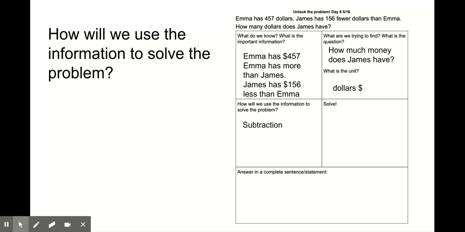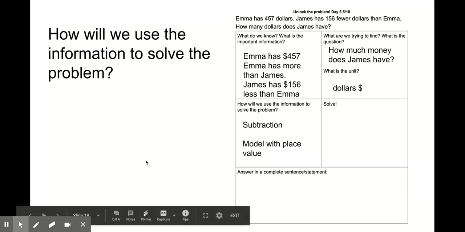I'm going to subtract by using a model with place value. So I'll use a hundreds, tens, ones chart to solve. If you are going to use the vertical way, then you would put the vertical way right here. Do what works best for you.